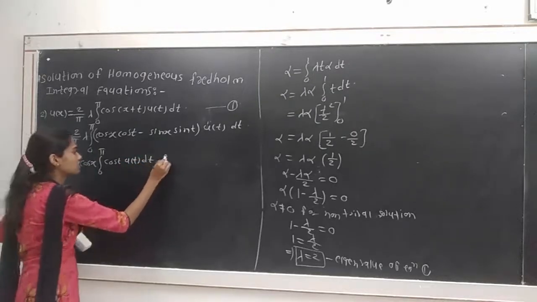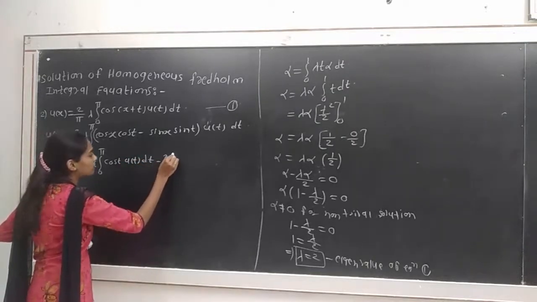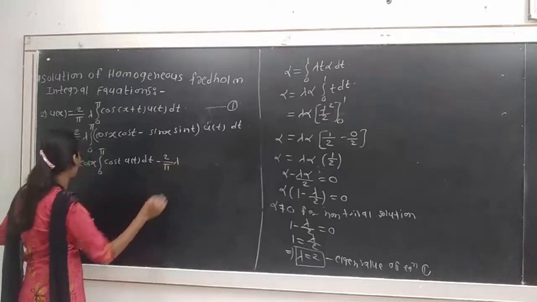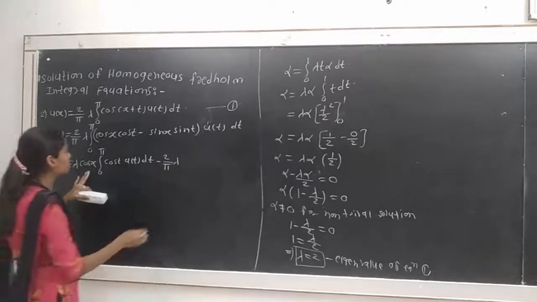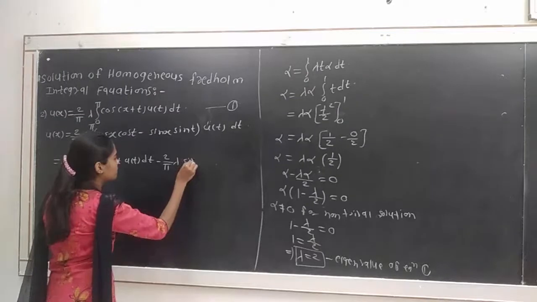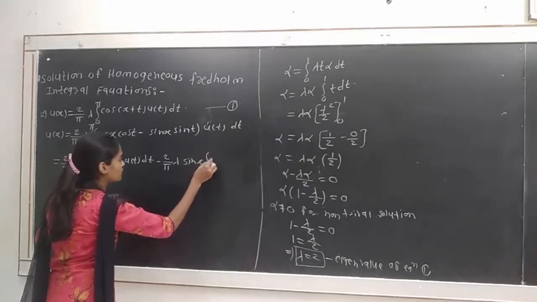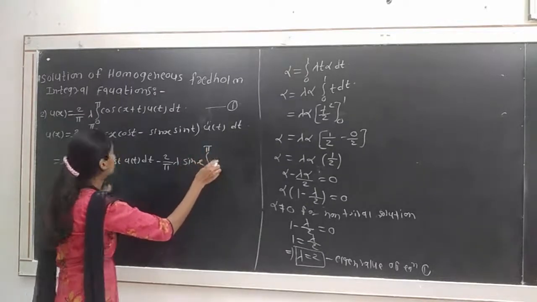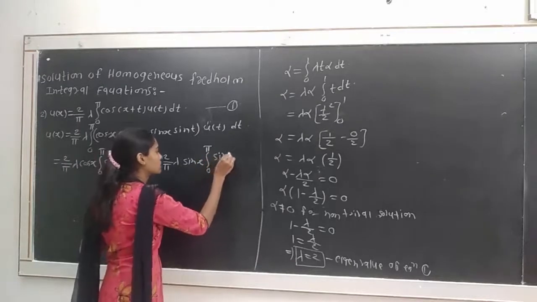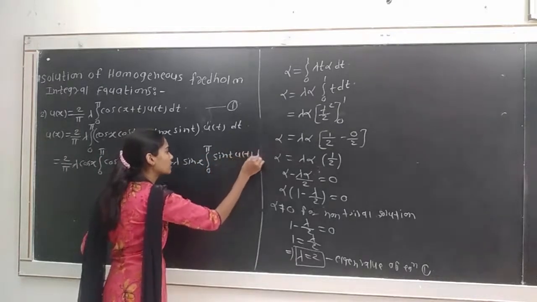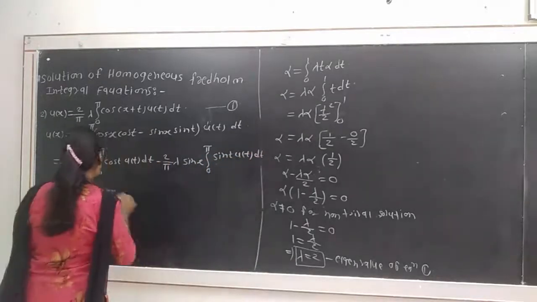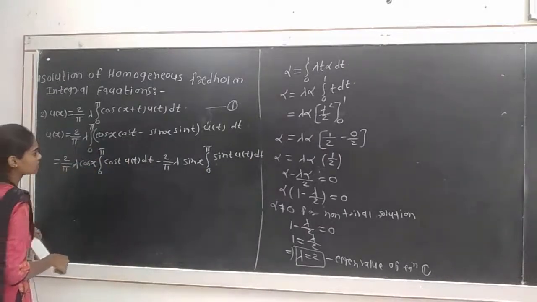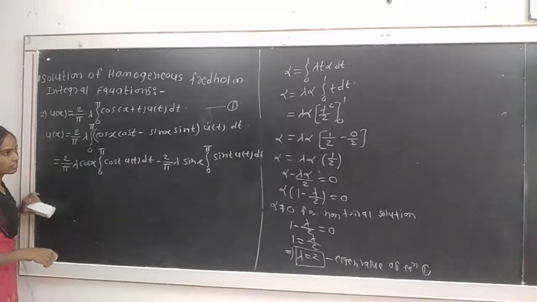Okay, then minus 2 by pi lambda. Again here sin x will be constant, we take it outside, integration from 0 to pi, then in the integration remaining sin t into u of t dt. So here we separate this integral first, so we have to get the separable kernel.